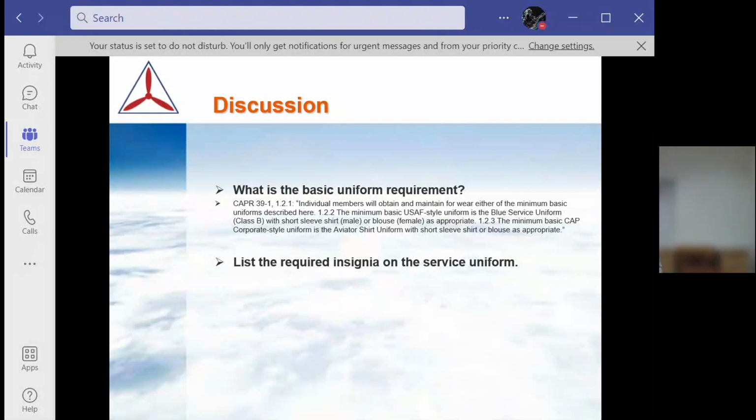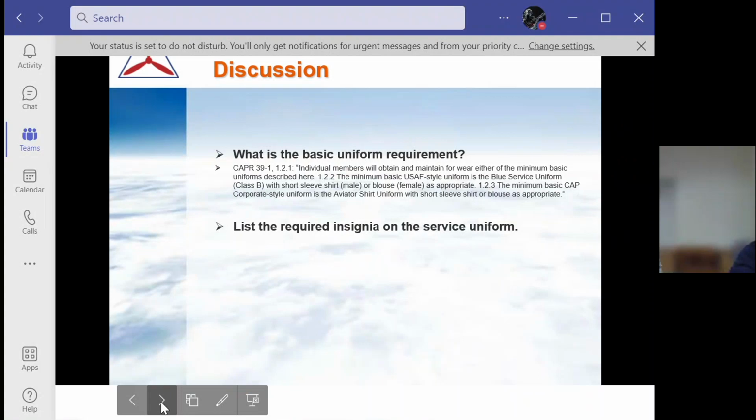Sir, what are the required insignia on the service uniform? The required insignia on the service uniform, the blues, would be either the corporate or the Air Force style, the ranks. Sorry, the corporate aviator, the white ones. I should, because that's the basic minimum uniform requirement, an aviator shirt, just the ranks and your name tag.